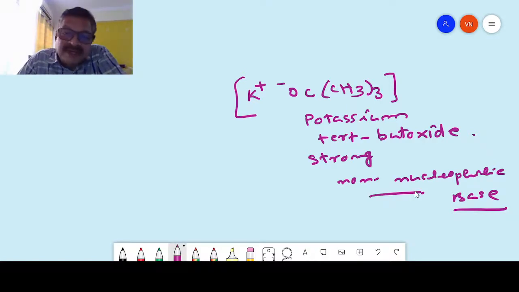Nucleophiles can also be described in terms of the property of basicity that we have seen now. So a good base will be a good nucleophile, and all these things we have discussed here now. Okay, I hope you have understood. So thank you so much.